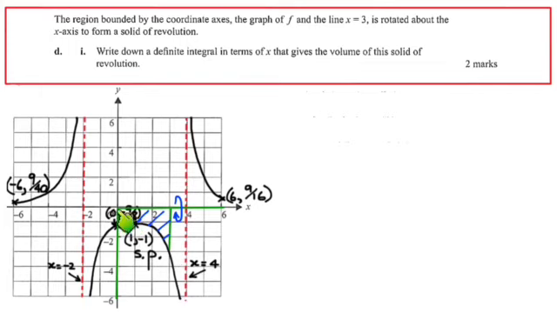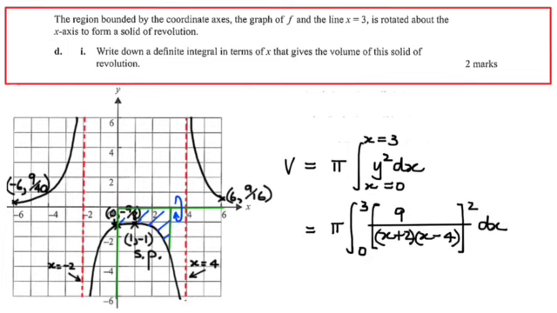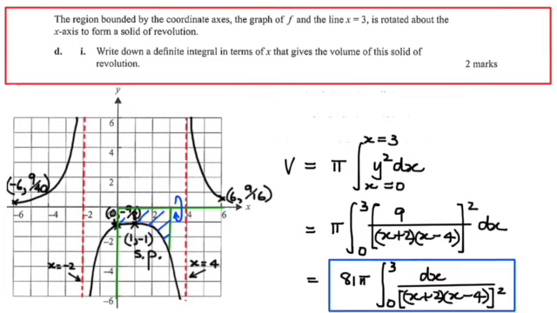So that's the y-axis, the x-axis, this little block here. x equals 3 is rotated. That should be pretty easy, I think. 2 marks. Alright, so let's go for that. So it's pi, don't forget the pi, by the way. y squared dx from x is 0 to x is 3. Now we put the y in. There it is, guys. I think that's our definite integral, isn't it? I've just cleaned that up a little bit, actually. Just squared the 9 and stuck it out here. But that's it. There's 2 very easy marks for us.